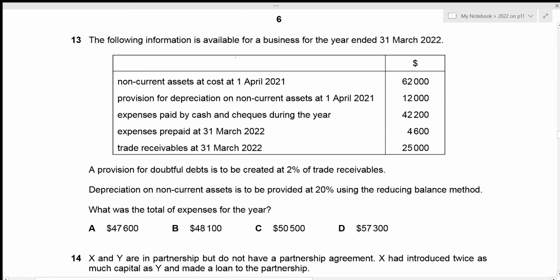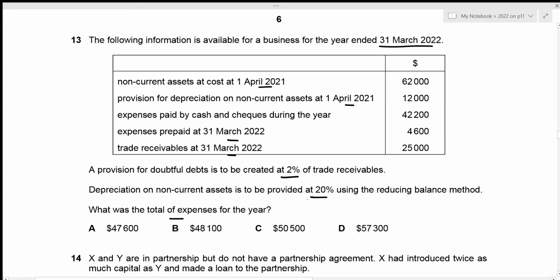The following information is available for a business for the year ended 31st March 2022. We are given the non-current asset at cost at 1st April 2021, provision for depreciation on non-current assets at 1st April 2021, expenses paid by cash and checks during the year, expenses prepaid at 31st March 2022, which is the closing date, and trade receivables at 31st March 2022. Then we're also told that a provision for doubtful debts is to be created at 2% of trade receivables. Depreciation on non-current assets is to be provided at 20% using the reducing balance method. We need to figure out the total of the expenses for the year.